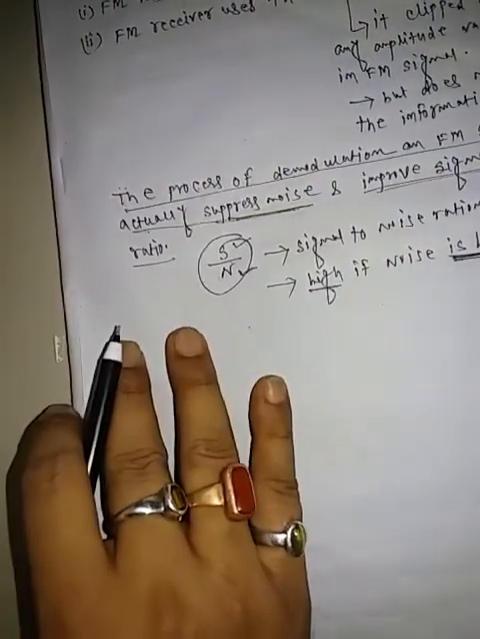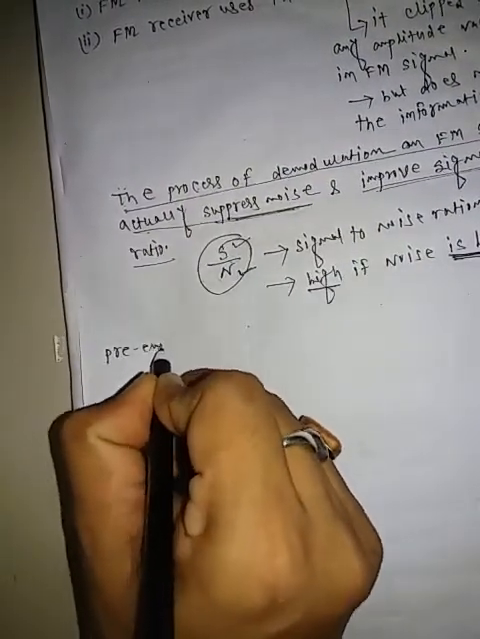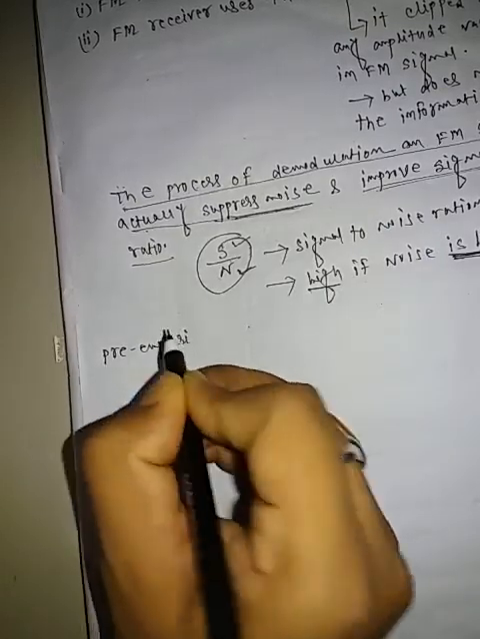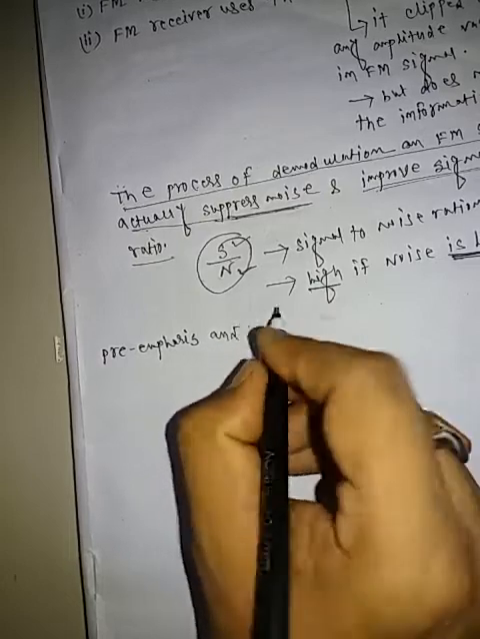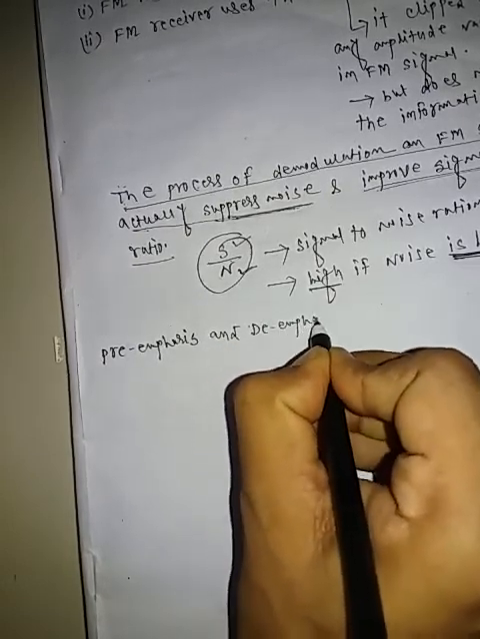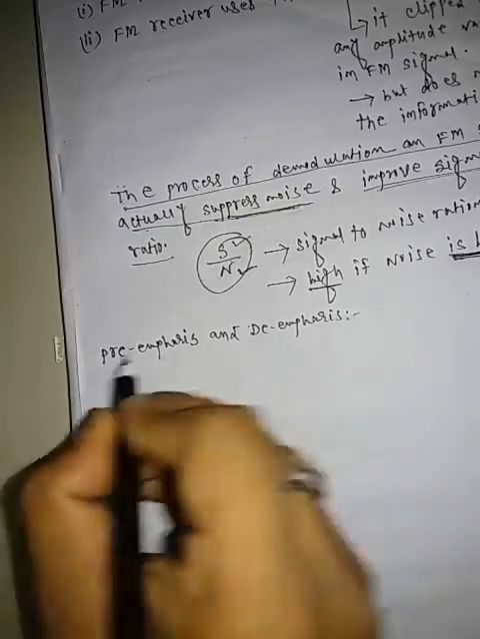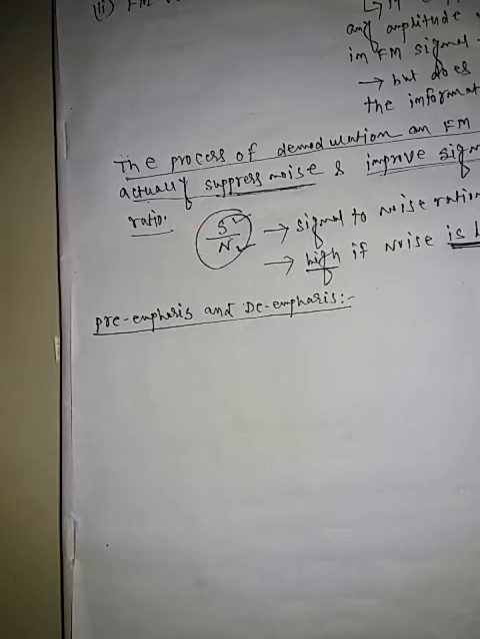The next topic is pre-emphasis and de-emphasis. Emphasis is a process to improve the signal to noise ratio. This is also a process of improving the signal to noise ratio.